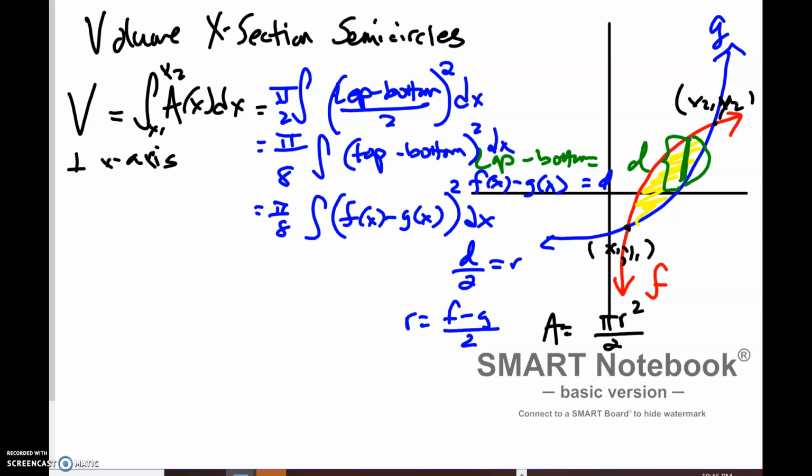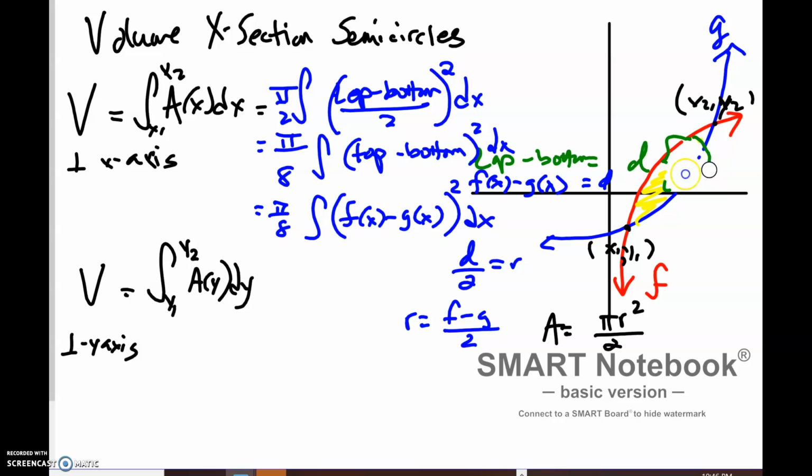Now if my cross section is perpendicular to the y-axis, it's literally the same thing. It's just from y sub 1 to y sub 2, A of y dy, where my area formula is my semicircle. So then if I were to erase this over here, sketch this back in, whatever. It's fine.